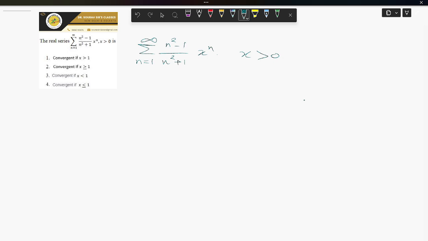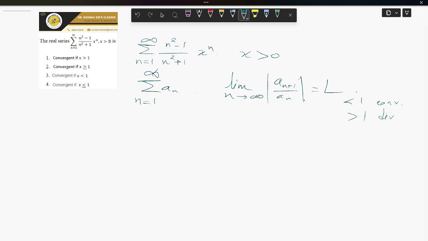So the ratio test states that for a series which is this, if the limit as n tends to infinity of mod of a n plus 1 upon a n is equal to L, then if L is less than 1, it is convergent. When it is greater than 1, then it is divergent, and when it is equal to 1, then this kind of test is inconclusive. Okay, so now what can be done here?